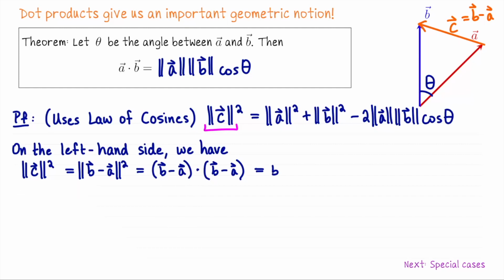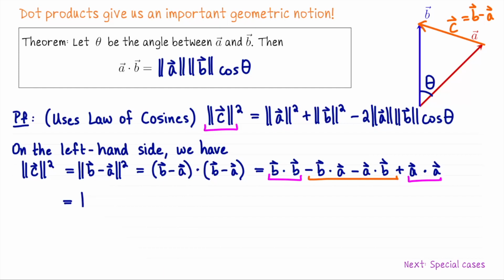So we could write this actually as B dot B minus B dot A minus A dot B plus A dot A. Now on B dot B and A dot A, we'll use property 1 again. And then for the middle terms, we'll use the fact that the dot product is commutative. So B dot A is the same thing as A dot B. So I can simplify this to the length of B squared minus twice A dot B plus the length of A squared. That's all now for the left-hand side.